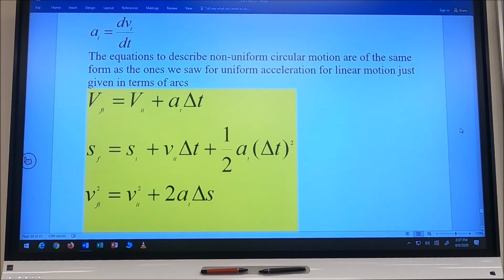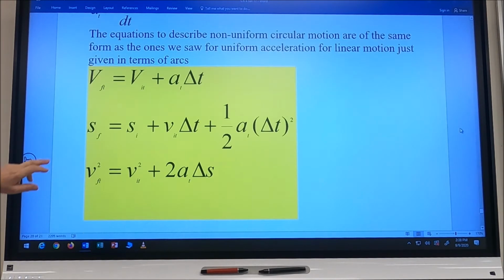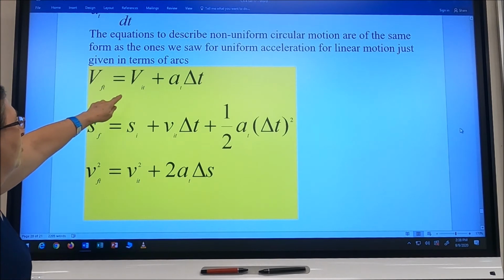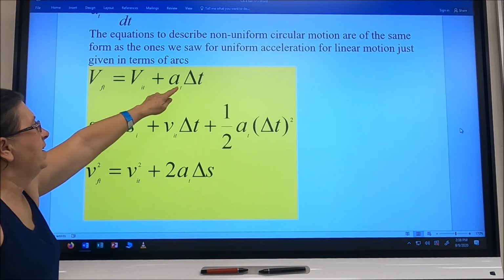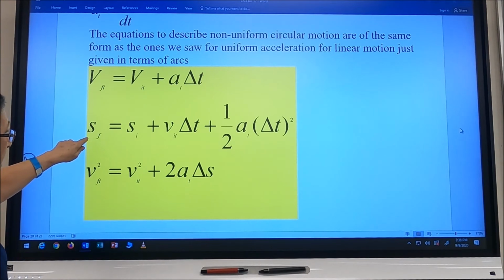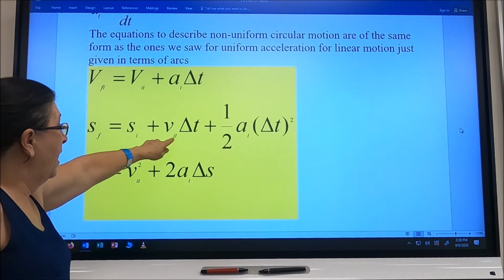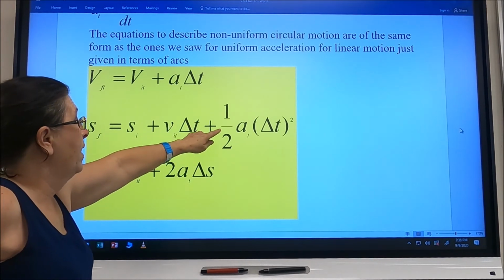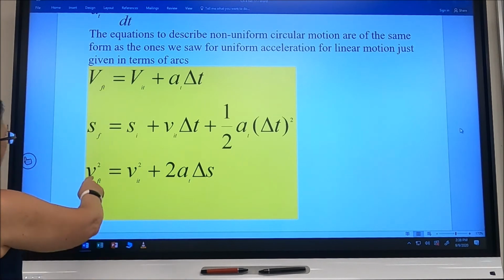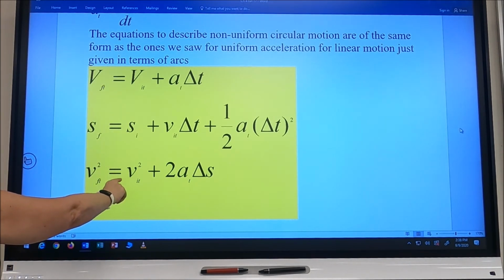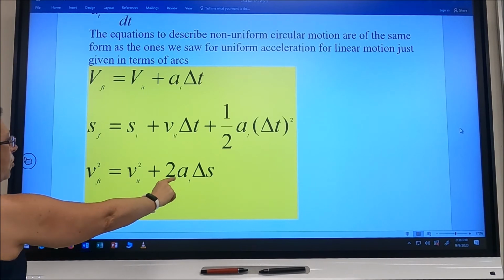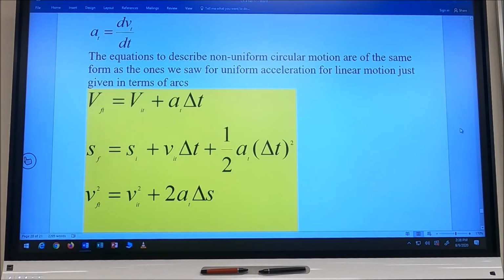Okay? Now, hint, they look just like the equations that we saw for uniform acceleration in one dimension. Velocity tangential final equals velocity tangential initial plus a_t delta t. Arc position final has to equal arc position initial plus velocity tangential initial delta t plus 1/2 a_t delta t squared. Velocity final tangential squared equals velocity initial tangential squared plus 2 a_t delta s. Okay, scroll up.